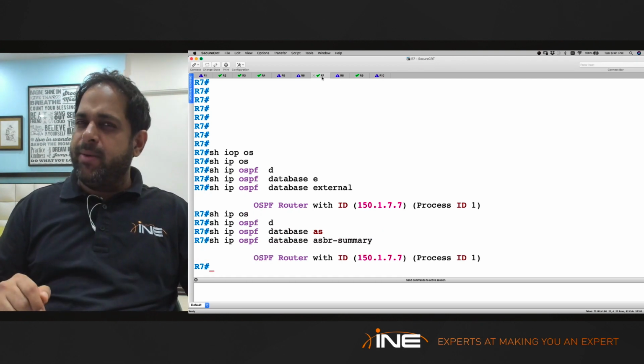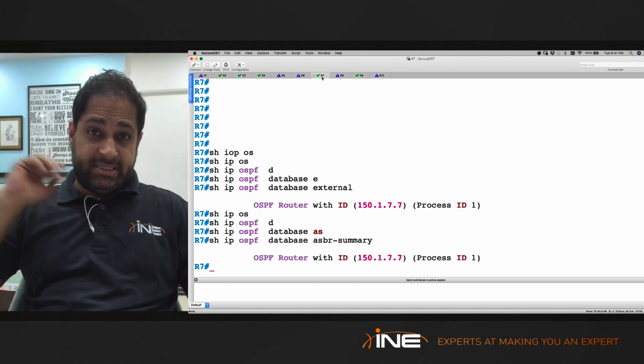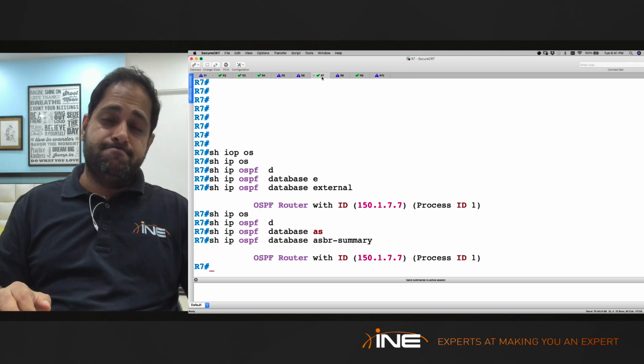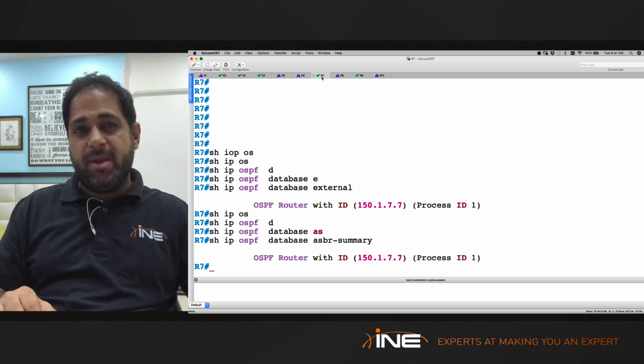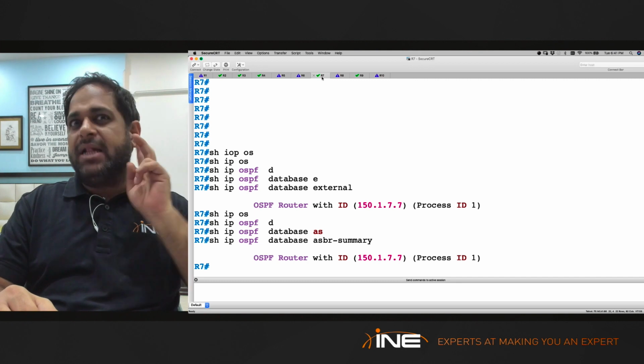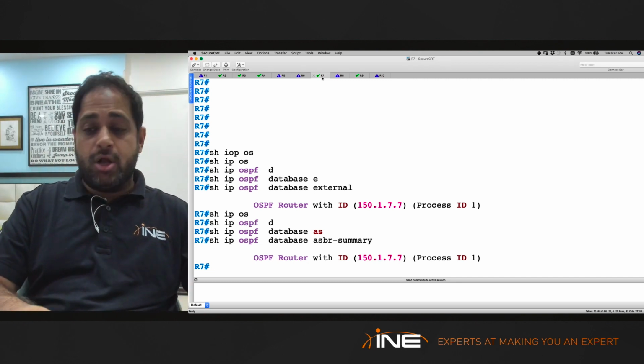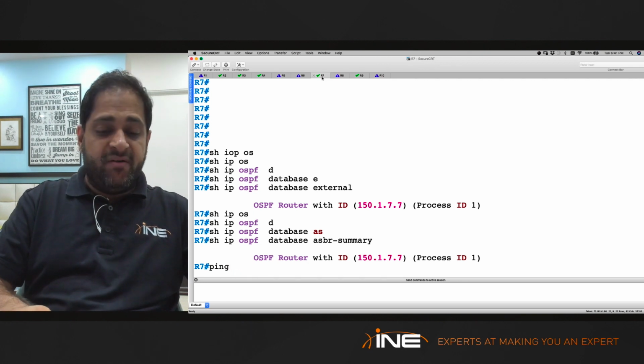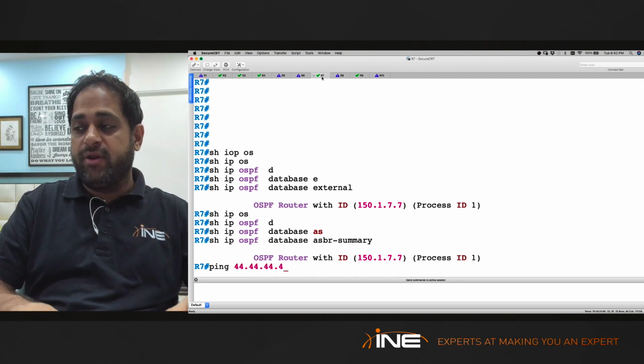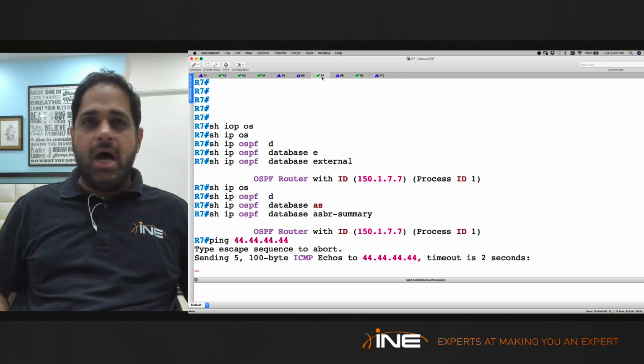Do you think he would be able to ping the external routes behind R4? Would he be able to ping that? In stub and totally stub, I was able to ping the external network. Let's see in not so stubby. So ping 44.44.44.44. I am not able to ping.